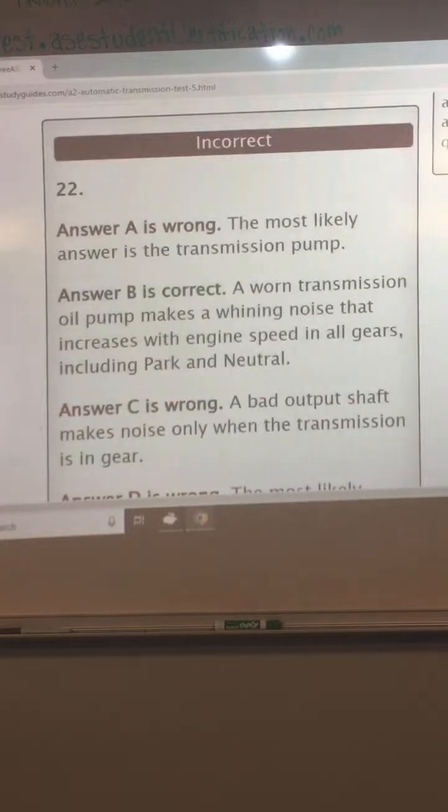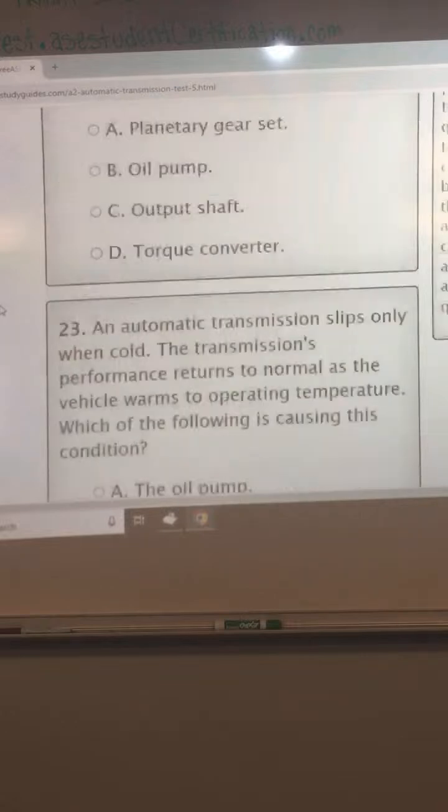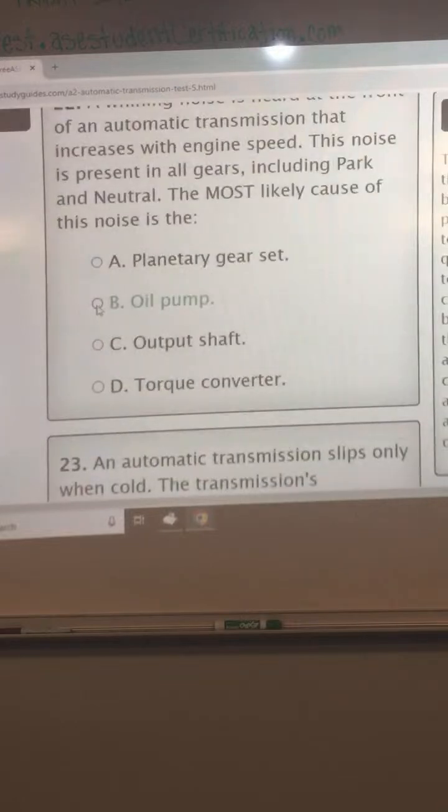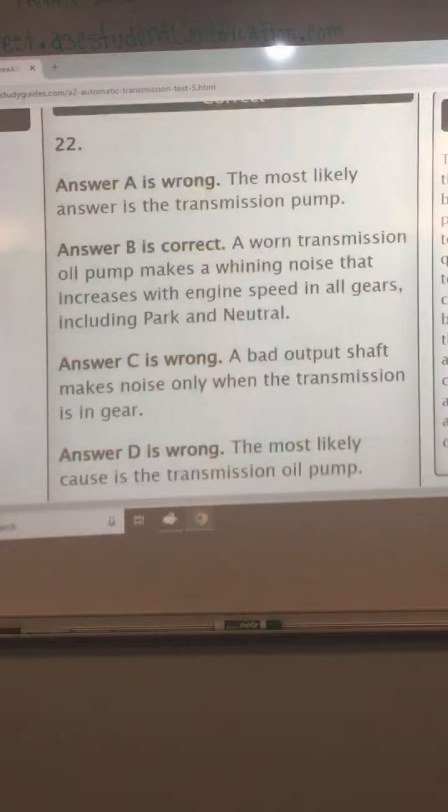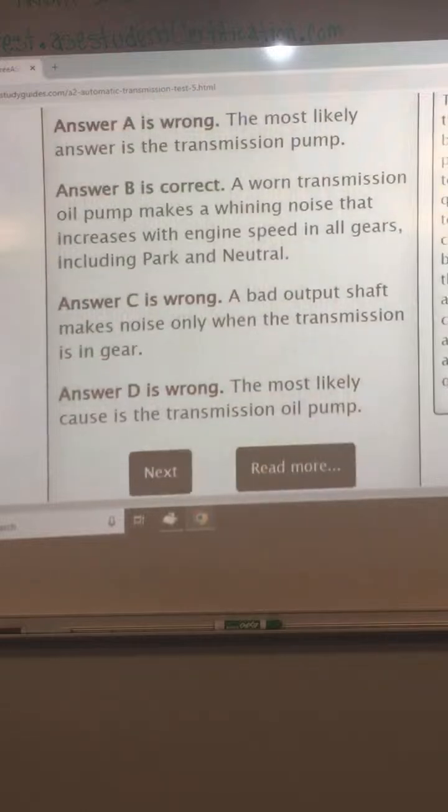Oil pump. The oil pump makes that noise? Yes, it's always the oil pump. We were all wrong then. The oil pump increases with engine speed. Worn transmission oil pump makes a whining noise that increases with engine speed in all gears.